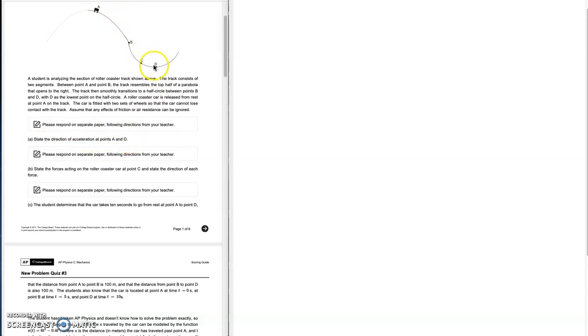Now we have two different points here. We're going to have two different accelerations. So at point A, our acceleration is going to be tangent to the track, and down to the right. If you just let go from rest, this guy will accelerate down the track. It will accelerate along the track, not into the track, not off the track.